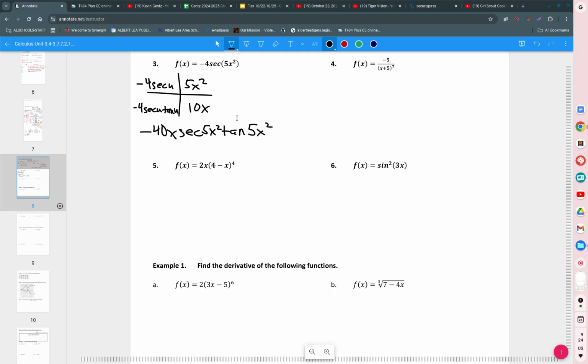How would you go about number 4? Good, good. Haley's on the right page. It says negative 5 times x plus 5 raised to the negative 7th power. Instead of using the quotient rule, she wants to use a chain rule. Good for you. And so we end up with negative 5u to the negative 7 and x plus 5. And the derivative of x plus 5 is 1. The derivative of negative 5u to the negative 7th is? Or in other words, 35 over x plus 5 raised to the 8th power.